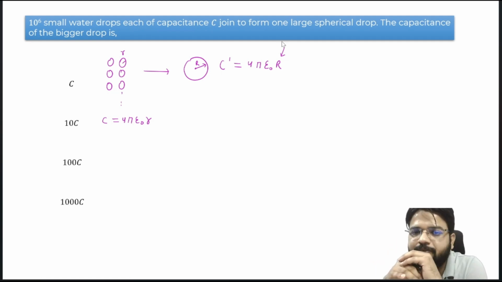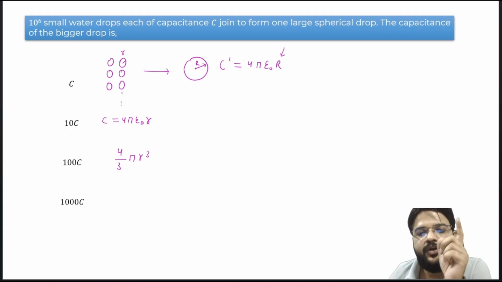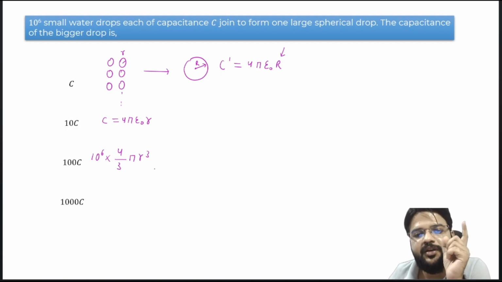We know that volume is conserved, correct? So the volume of a small drop can be written as 4 by 3 pi r cube. This is the volume of one small drop. Here we have 10 raised to 6 drops. So the volume of 10 raised to 6 drops can be written as 10 raised to 6 into 4 by 3 pi r cube.